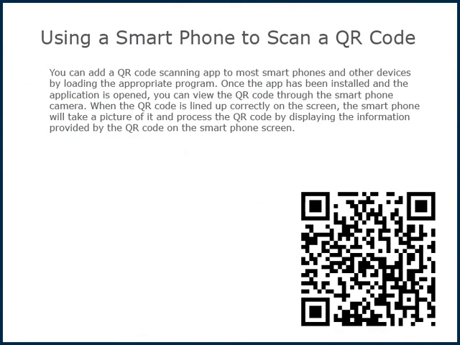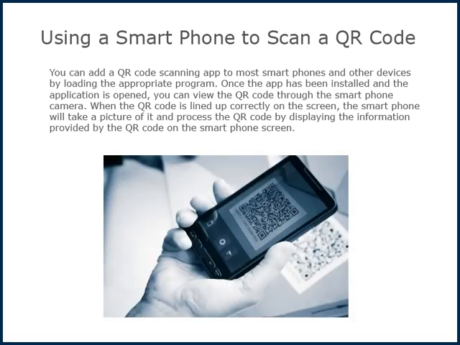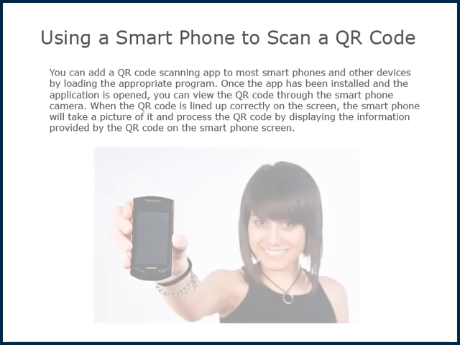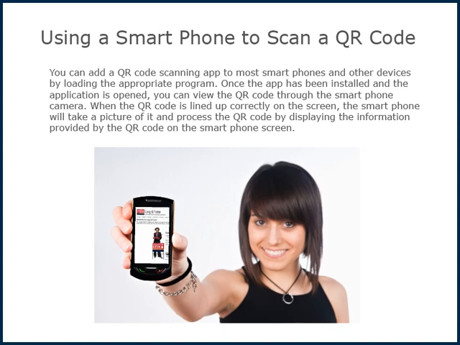You can add a QR code scanning app to most smartphones and other devices by loading the appropriate program. Once the app has been installed and the application is opened, you can view the QR code through the smartphone camera. When the QR code is lined up correctly on the screen, the smartphone will take a picture of it and process the QR code by displaying the information provided by the QR code on the smartphone screen.